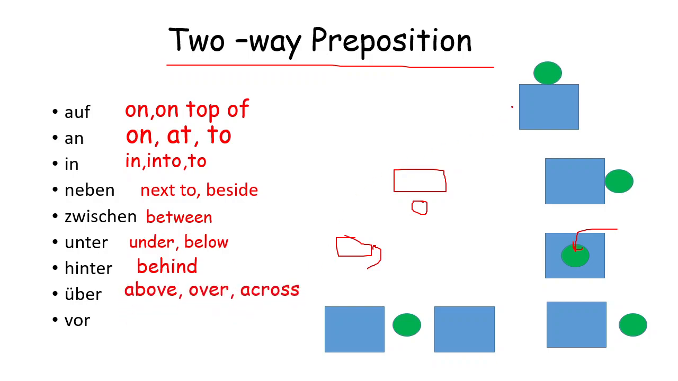Über, above. The box is here, and this is above it, not touching. The difference between auf and über is that auf is touching the base, while über is above without touching, like a fan is above the head. Vor, in front of. So these are all the two-way prepositions.